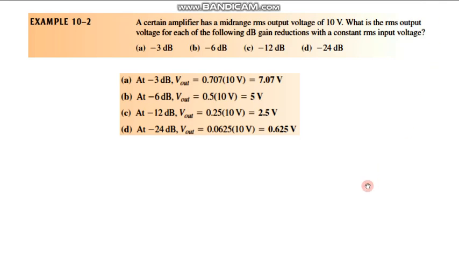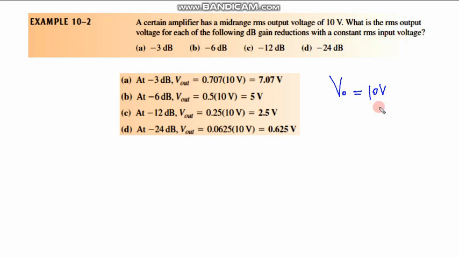Okay, now let's do an example. The example is 10.2, and it is related to the voltage reduction parameter we studied in the previous slide. It says a certain amplifier has a mid-range RMS output voltage of 10 volts, right? So I can write the given data that V out is equal to 10 volts. So if this is 10 volts, what is the RMS output voltage for each of the following dB gain reductions, with a constant RMS input voltage?